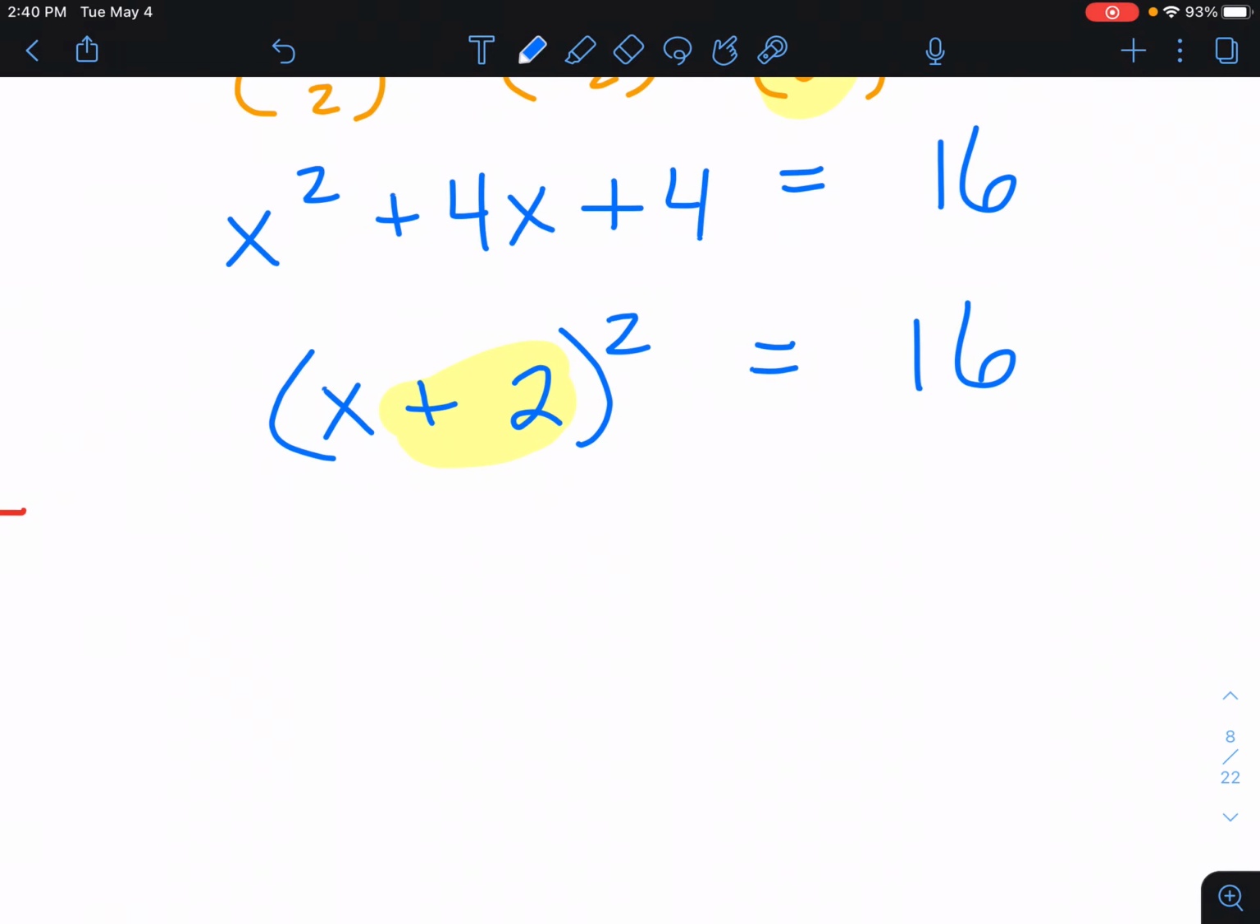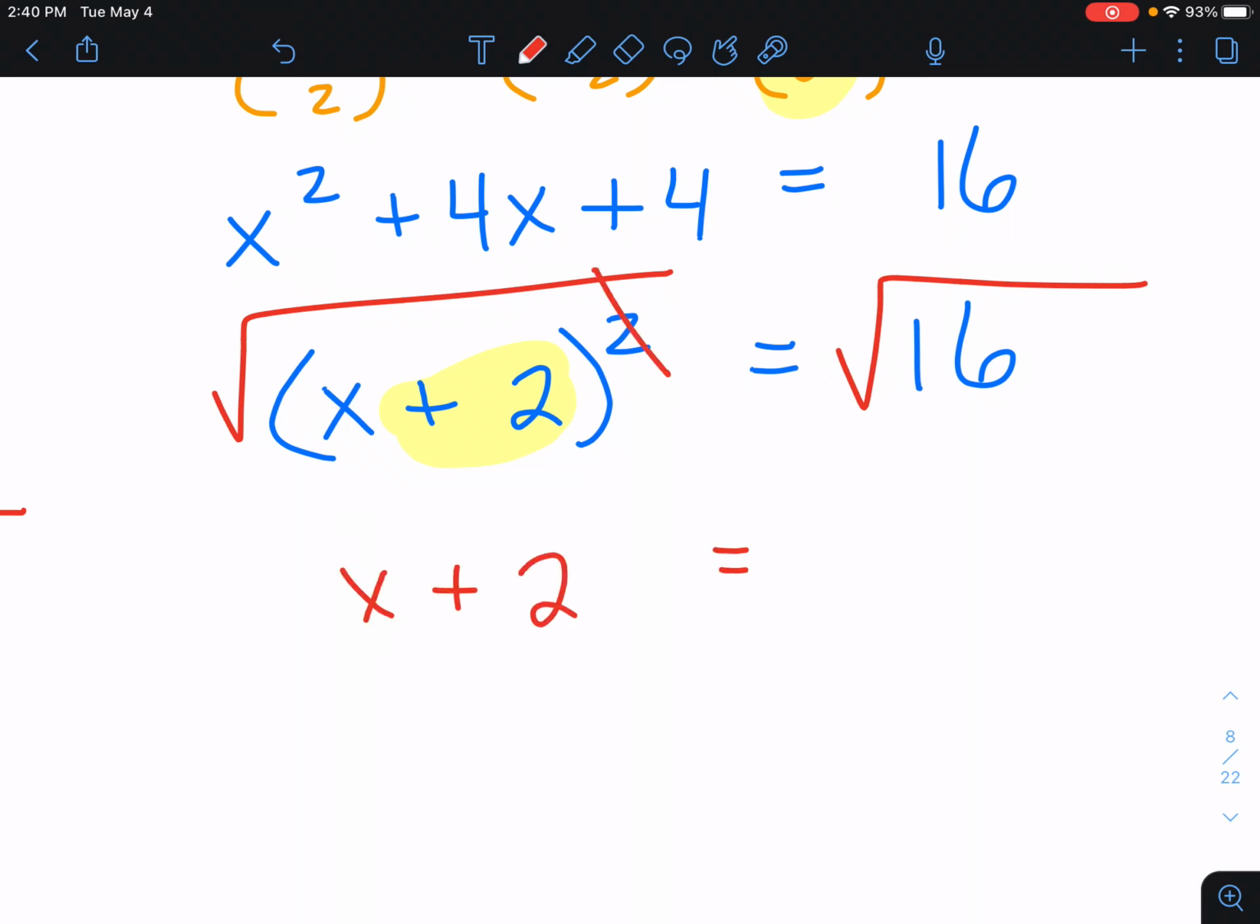So we have parentheses squared, just like last problem. Let's get rid of the parentheses squared by taking the square root of both sides. So it'll cancel and just bring down a nice easy x plus 2. And then on the right, you need a plus minus. Now this guy, square root of 16 is 4. We actually have a problem that no longer has a radical.